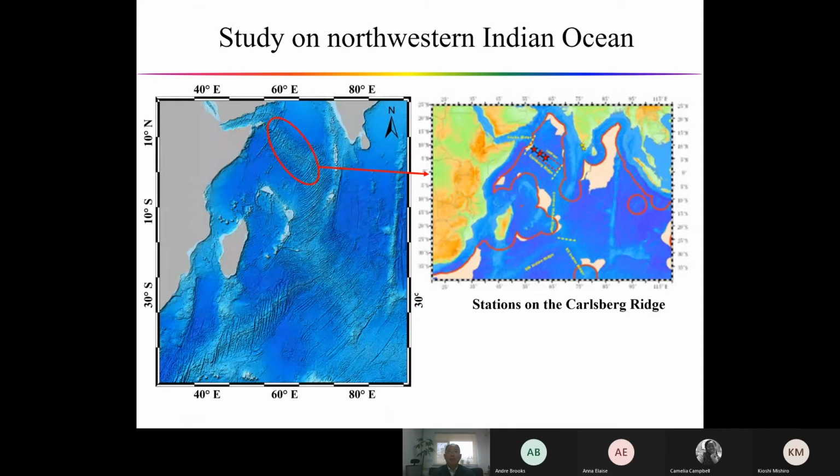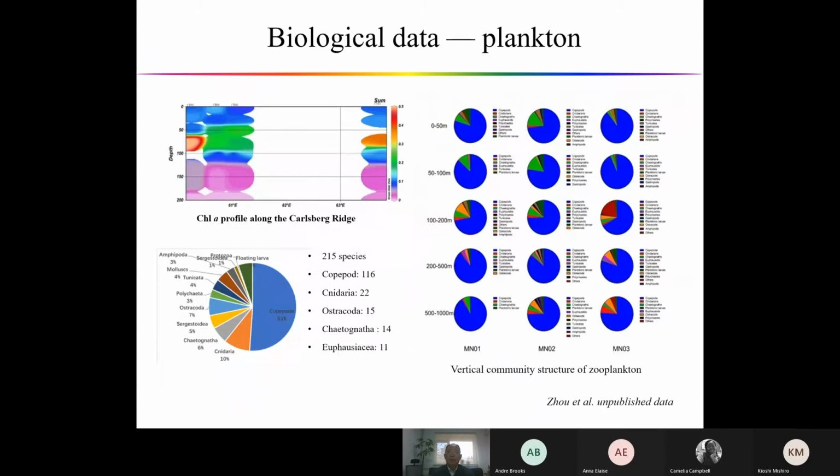Next, I'm going to talk about some initial results we got in the northwest Indian Ocean. Three vents were investigated, which are Tianqiu, Huocan, and Daxi. Again, the biological samples and data were also obtained in the overlying water column, similar to that in the southwest Indian Ocean. There were 200 zooplankton in the northwest Indian Ocean, less than that of the southwest Indian Ocean.